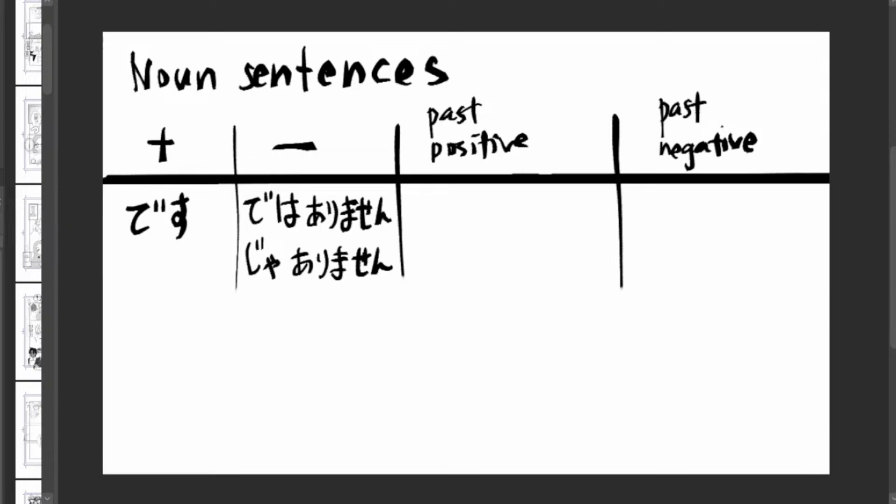Next, past positive. How to say it in past tense for noun sentences. You just make des into deshita. Okay, deshita.